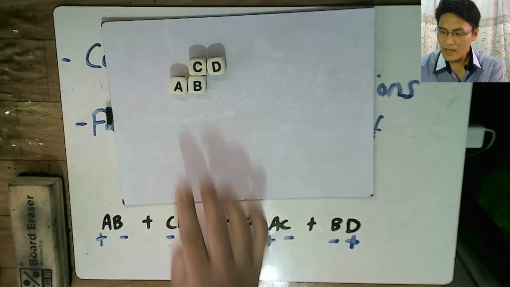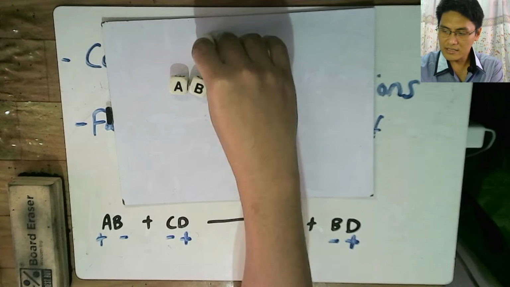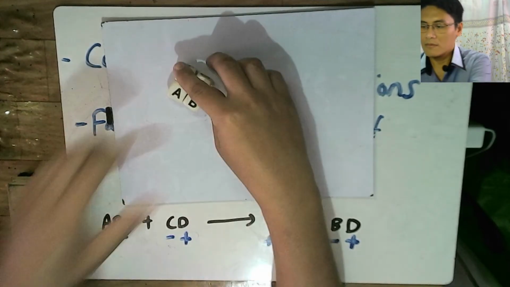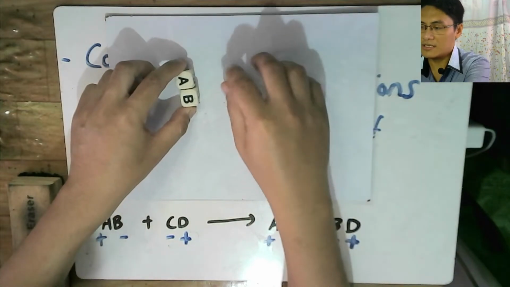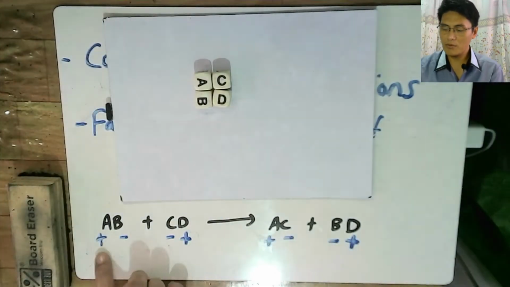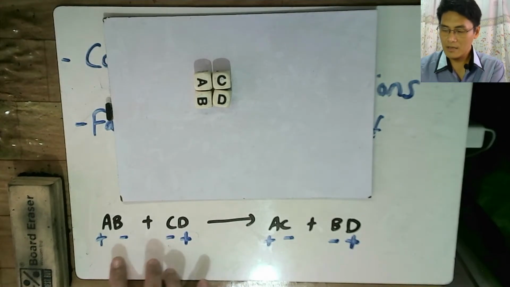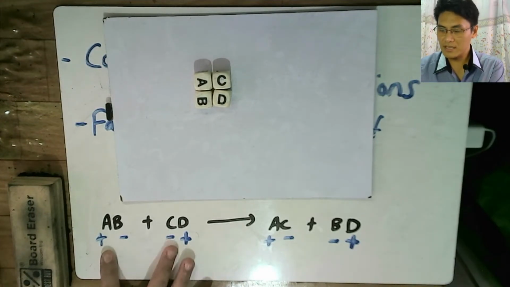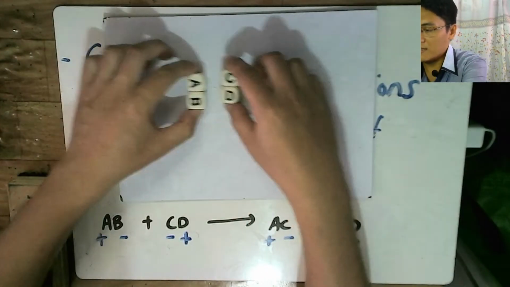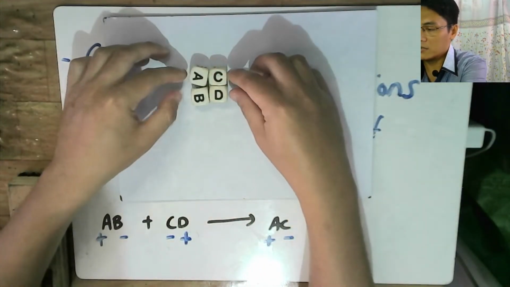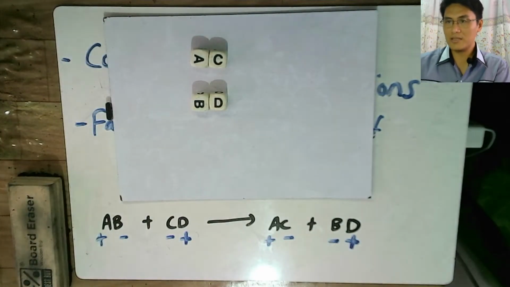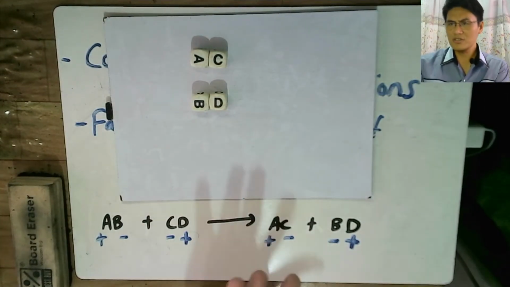Or if they collide like this, so AB is here and CD is this one. Again, A and C are positive and negative, and B and D are positive and negative. So there's an incentive here to stick to whom they collide with and break the original bond that they had. So that's the collision theory in a nutshell.